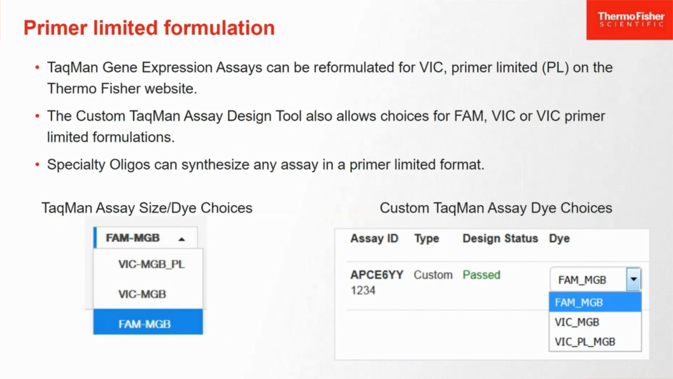But in addition, if you go to our website and look for TaqMan gene expression assays, you can always choose to have the assays VIC primer limited. So when you find a TaqMan gene expression assay on our website, the default, it's called size/die, is FAM-MGB. So it's a FAM probe. It doesn't say it, but it uses universal primer concentration. But one of the choices is VIC MGB PL. PL means primer limited.